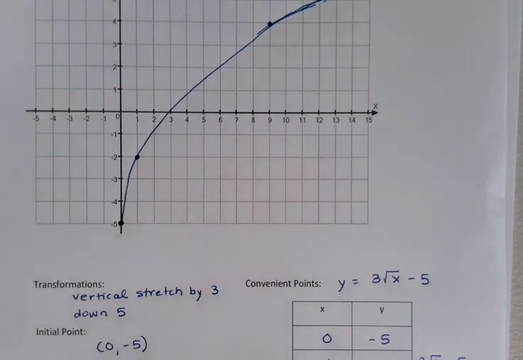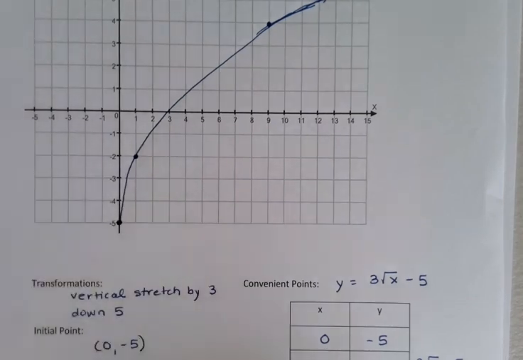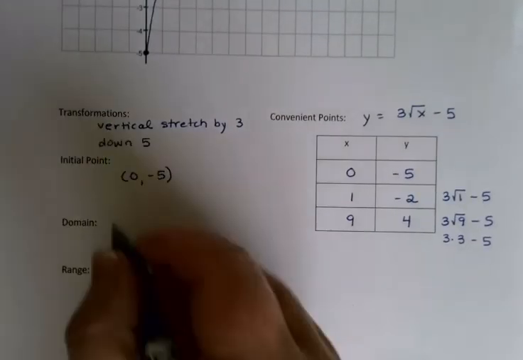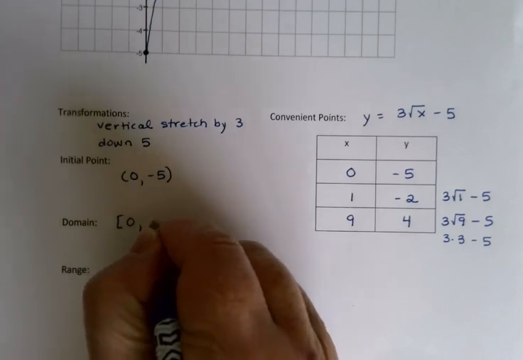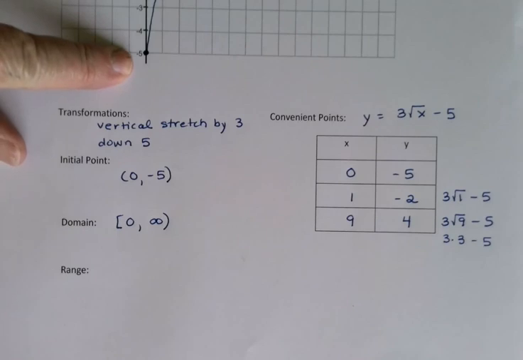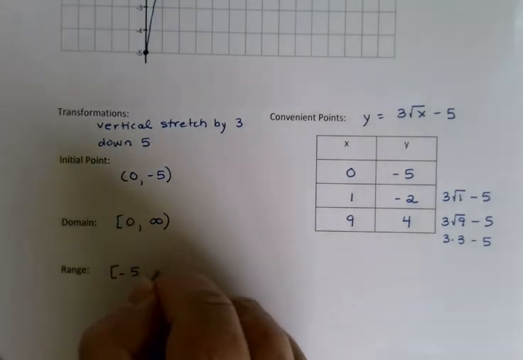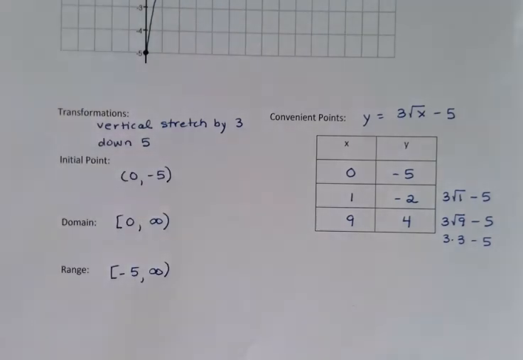All right, as far as the domain, the x's are greater than or equal to 0, so from 0 to infinity. And the y values, negative 5 is actually the smallest y value, so we would go from negative 5 to infinity. All right, so that's section 4.10 on graphing these square root functions.